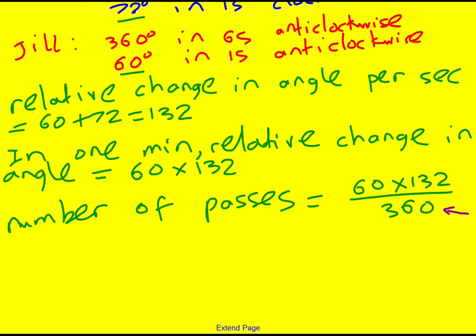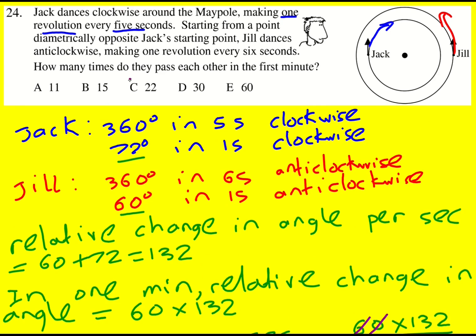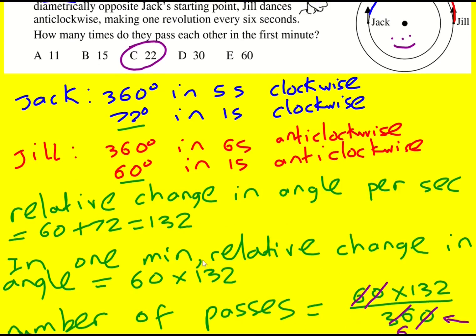Now, what I can do here is just cancel out the zeros, divide top and bottom by 10, and cancel out the 6 and the 36 partially, leaving me 132 divided by 6. And that gives me 22. So the number of passes is going to be 22. I think that is the best approach.